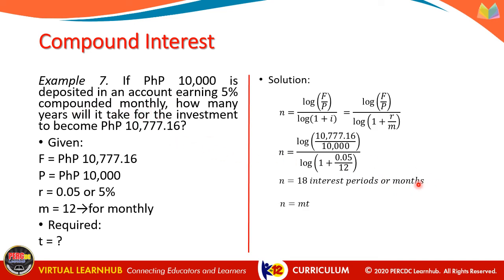Okay, we know that N is equal to M times T. We are asked to solve for T. So T is equal to N over M. That is 18 over 12. T is equal to 1.5 years. Okay. So how long will the investment take to become that amount? It will take 1.5 years.